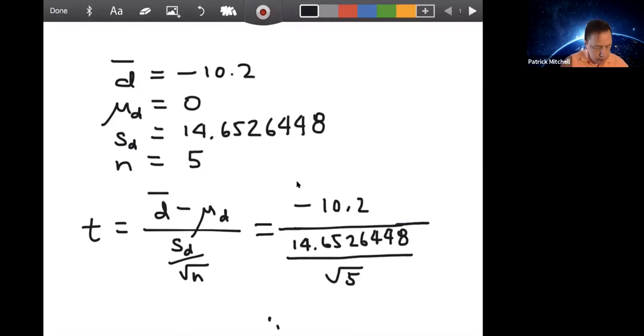So if we crunch those numbers, negative 10.2 divided by parentheses, 14.6526448 divided by the square root of 5, close, close. Okay, there's negative 1.55657, and they rounded it to negative 1.557. Okay. All right, so going back to the PowerPoint.